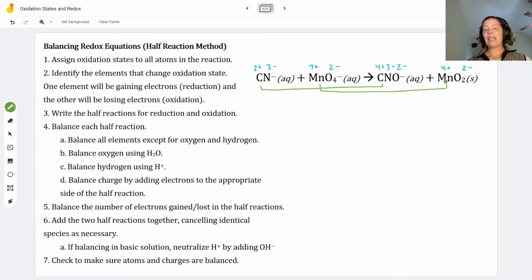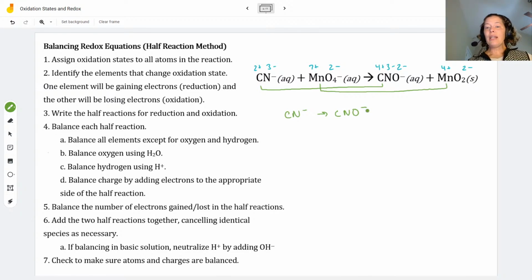elements that are changing. Again, I like to write my half reactions before I decide which one's being oxidized and which one's being reduced. I tend to move left to right, so let's start with the cyanide because why not? You can start with whatever half reaction you want. But I just always tend to move left to right. That just always seems more comfortable to me.